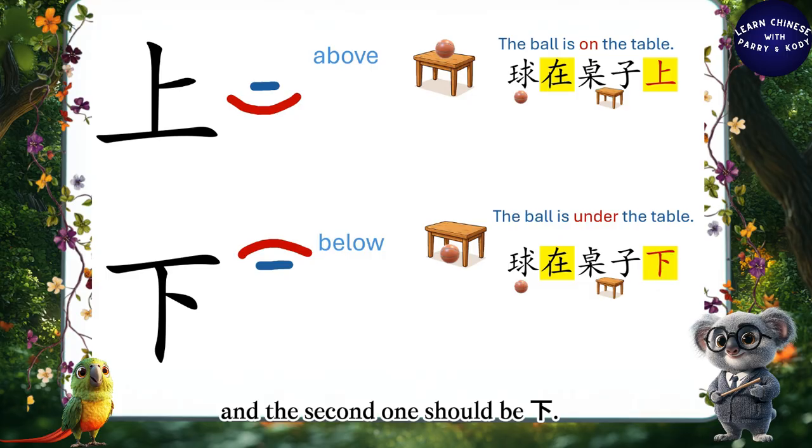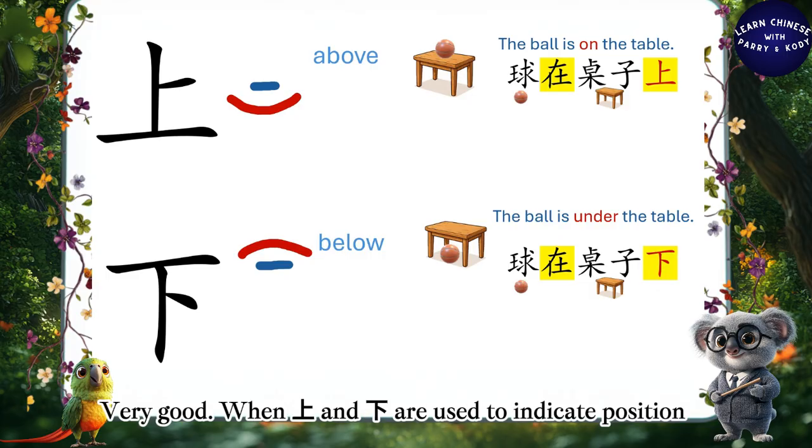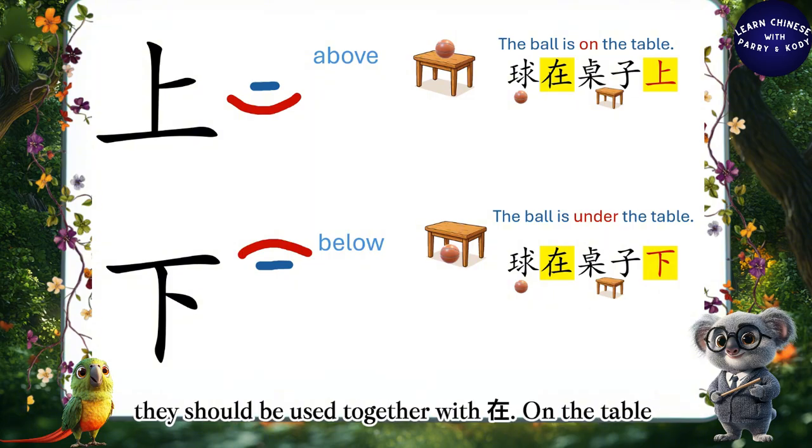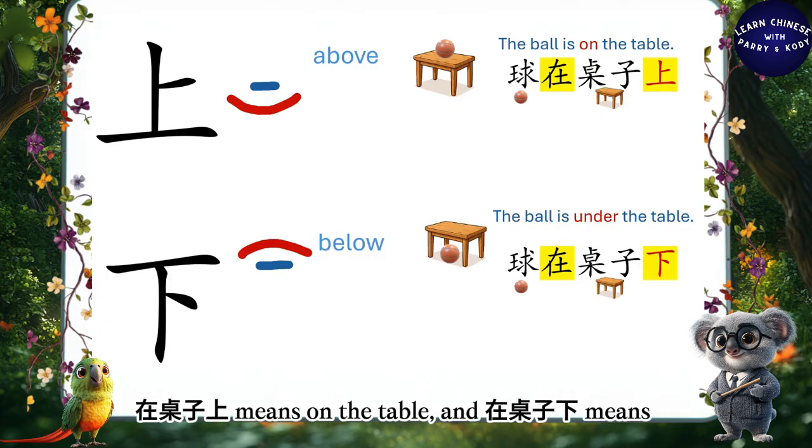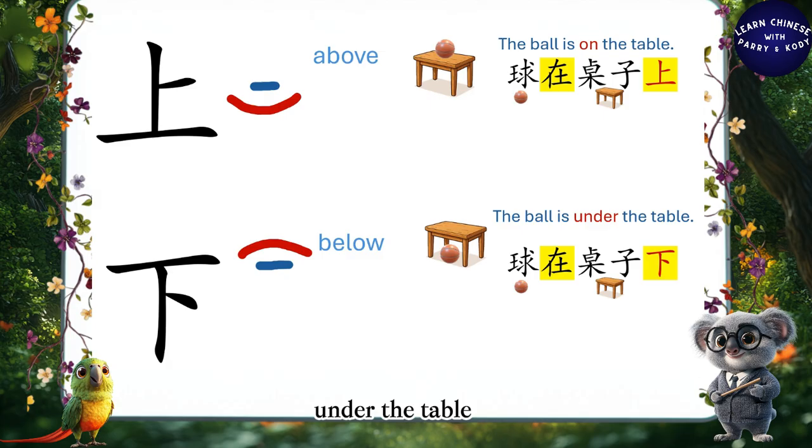Very good. When 上 and 下 are used to indicate position, they should be used together with 在. On the table, 在桌子上. Under the table, 在桌子下. Table means 桌子. 在桌子上 means on the table, and 在桌子下 means under the table.